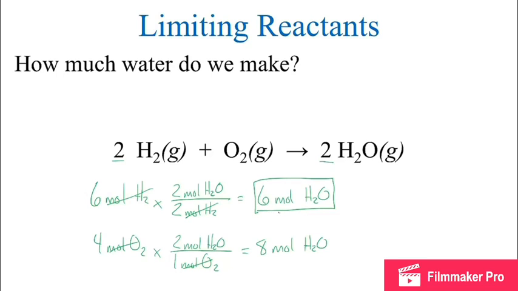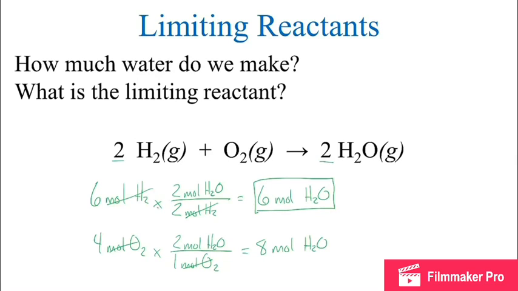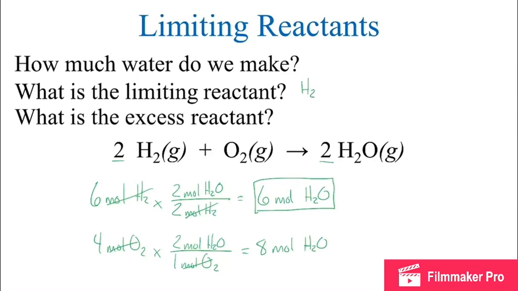Again, if you think back to our cheese sandwich analogy, I had enough cheese to make 3 sandwiches. I had enough bread to make 4 sandwiches, but I had to make whatever was the smaller amount, which was 3. So what was the limiting reactant? Well, the hydrogen here limited me to making only 6 moles of water. So what was the excess reactant then? Well, there was plenty of oxygen to keep going and make up to 8 moles of water. So oxygen is the excess reactant.